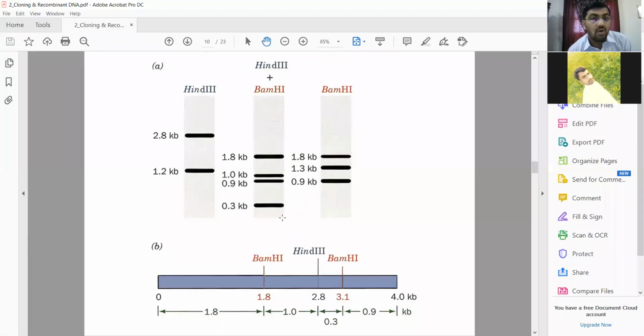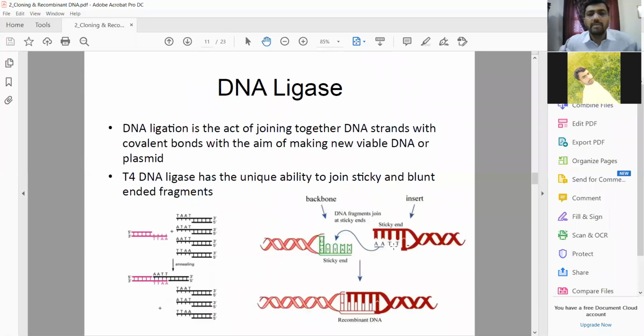So there would be 4 fragments if we restrict this 4 kb segment with two enzymes, that is HindIII and BamHI. So this is how the restriction enzymes would restrict, keeping in view the palindromic sequence available in the DNA which is being restricted. Now coming to the DNA ligases. So how does DNA ligase work?